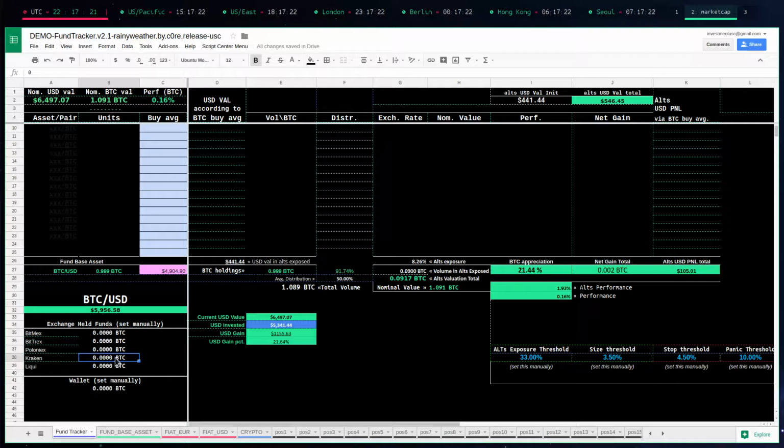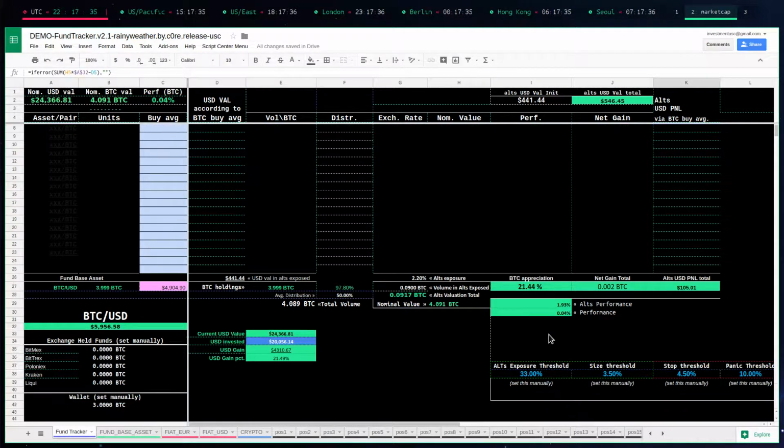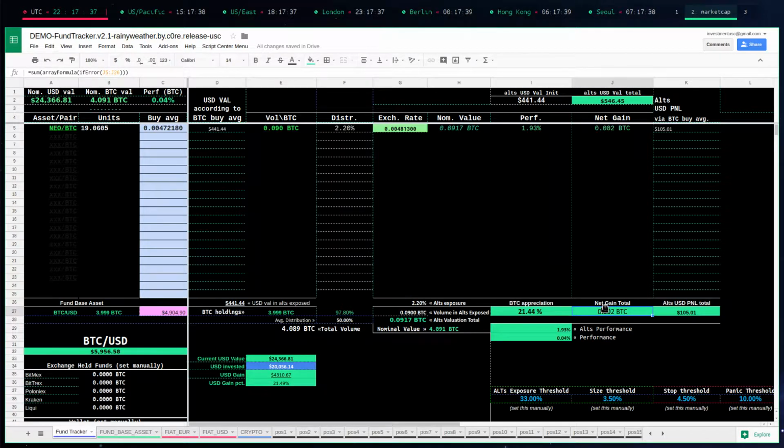And say we have some cold storage wallet where we hold 3 additional Bitcoin, so this value is completely nice. Our net gain total on that position with a performance of just short of 2% is 0.002 Bitcoin, and the Bitcoin appreciation in that time with the current live rate, remember our buy average is a little below 5,000 and the current price is closing in on 6,000. All right.